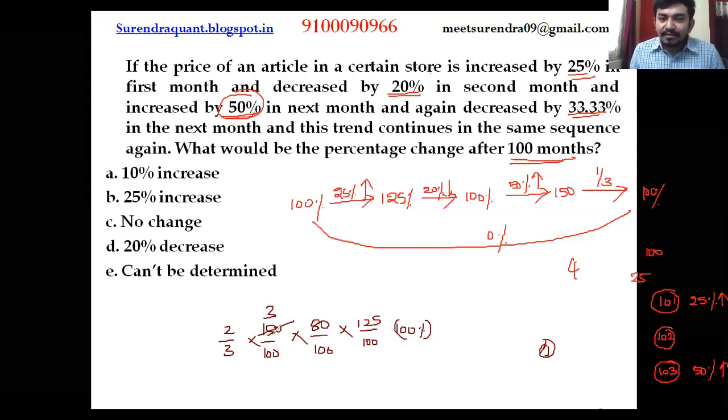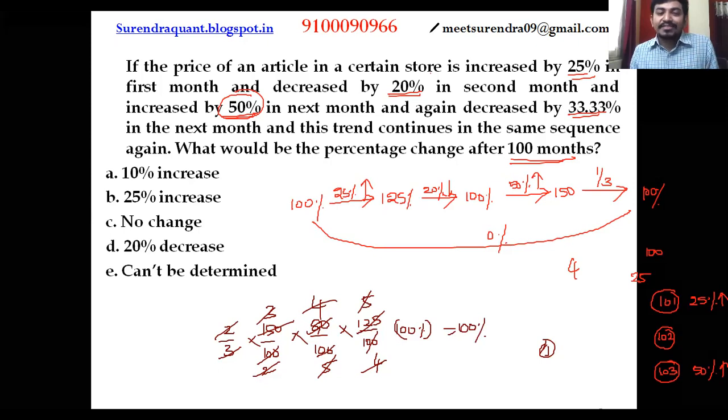So 53 is a, 52 is a. See, 2, 2, 3, 3 cancel. So 24 is a, 25 is a, 25 5 is a 25, 4 is a 4, 4 4, 5 5 cancel. So again it leads to 100%. There is no change. And that is the beauty of these combinations.